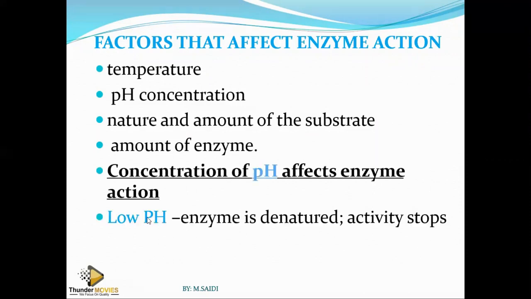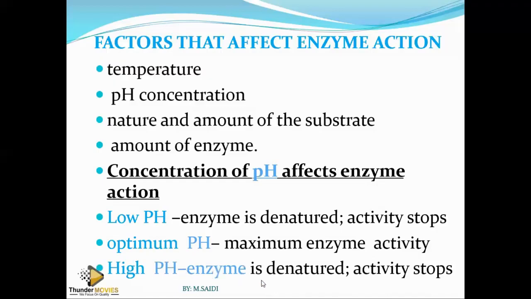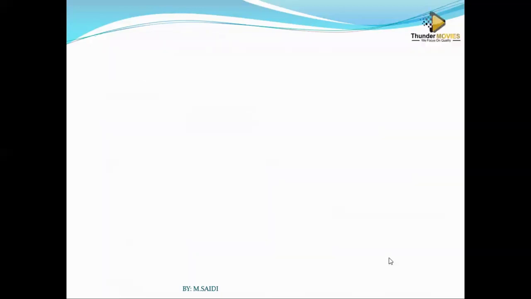Remains the same. Like low pH, the enzyme is going to be denatured, and then the activity will stop. Optimum pH, we will have the maximum enzyme activity. It means that that is the best pH the enzyme can work in. We call it optimum pH. High pH is still going to denature the enzyme, and then the activity will stop.